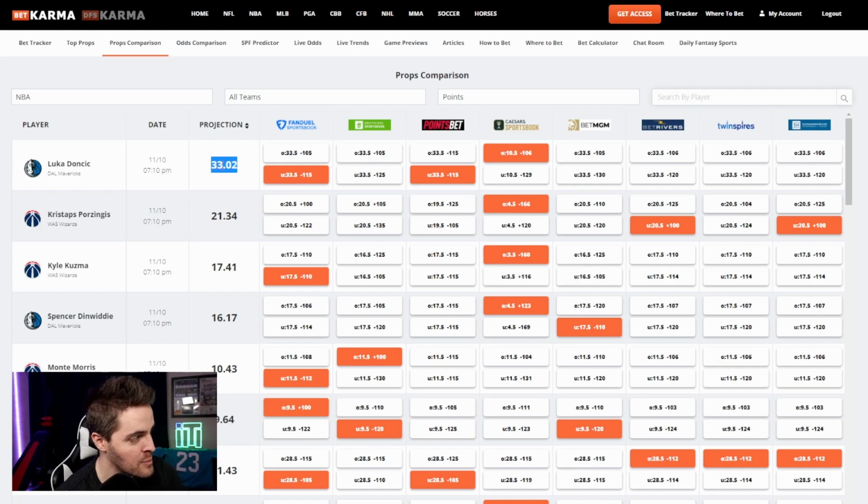You want to look for the largest gap between what we're saying is going to happen based on our algorithm to what you can actually bet on. But again, if you don't have access to this because you haven't signed up for Bet Karma Premium, you can still use this tool to find out where is the best play.